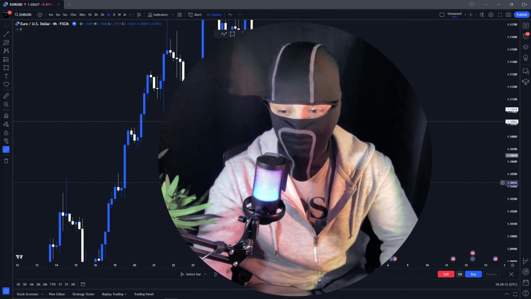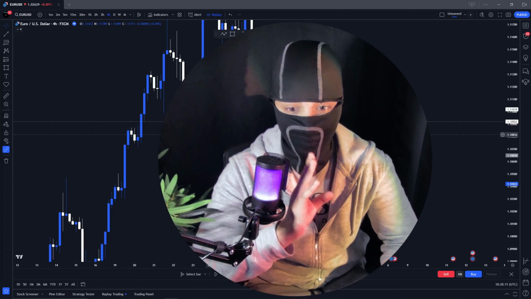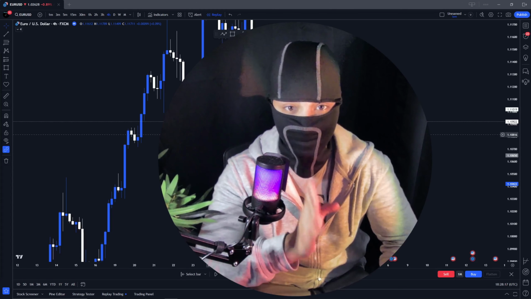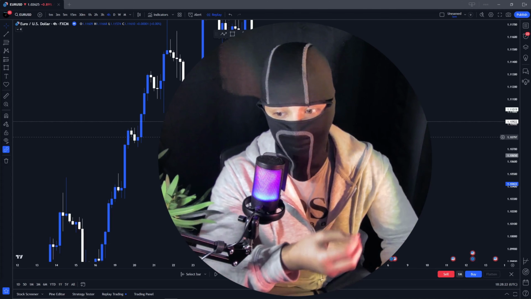Also, another thing I forgot to mention, like these breaker blocks, don't get married to them. Don't just marry the idea of a breaker block. If it's there, it's there. Don't chase it. You take what the market is giving you. You never try to take from the market.